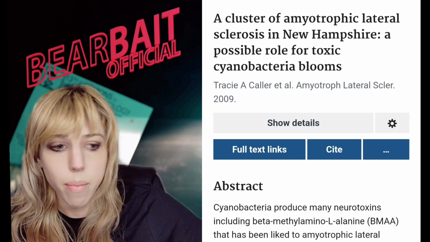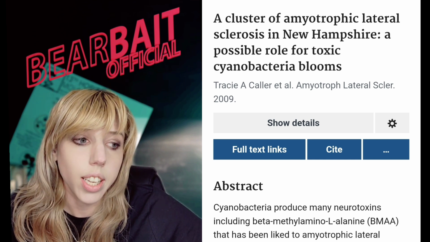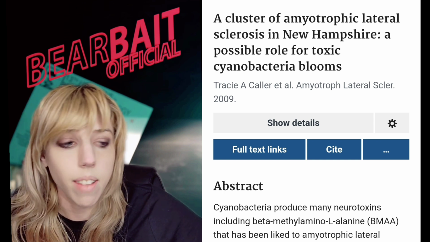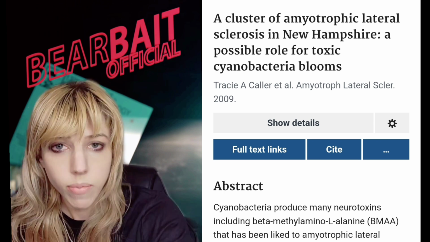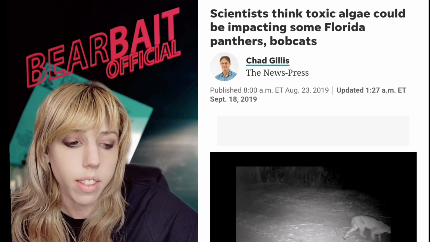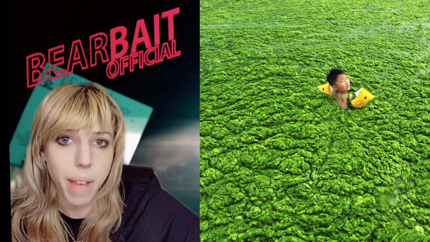If you see green water, it may be a blue-green algae, and likely is. Turns out algae has been highly linked to ALS. So significantly, in fact, even living near a body of water can increase your risk of getting ALS. Same thing Stephen Hawking had. This may be what is causing neurological diseases in Florida's big cats. Pets can also get toxicity from algae.